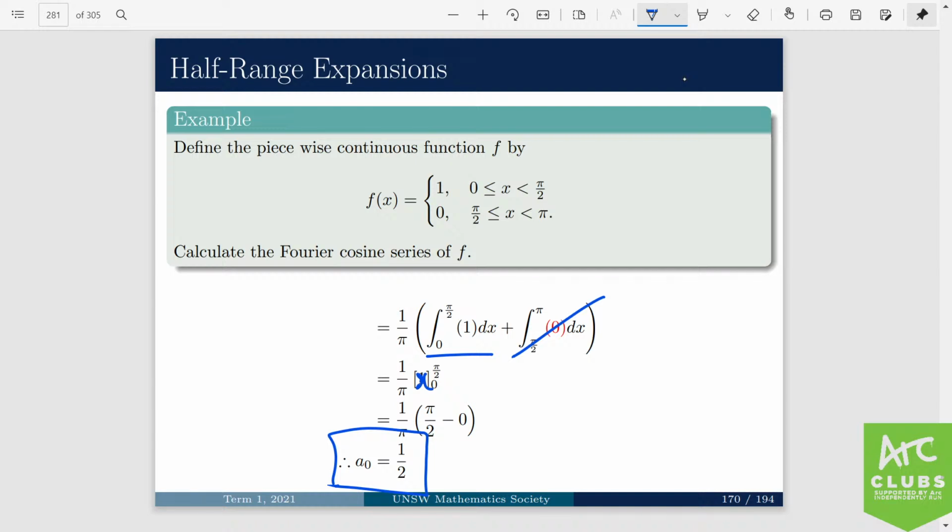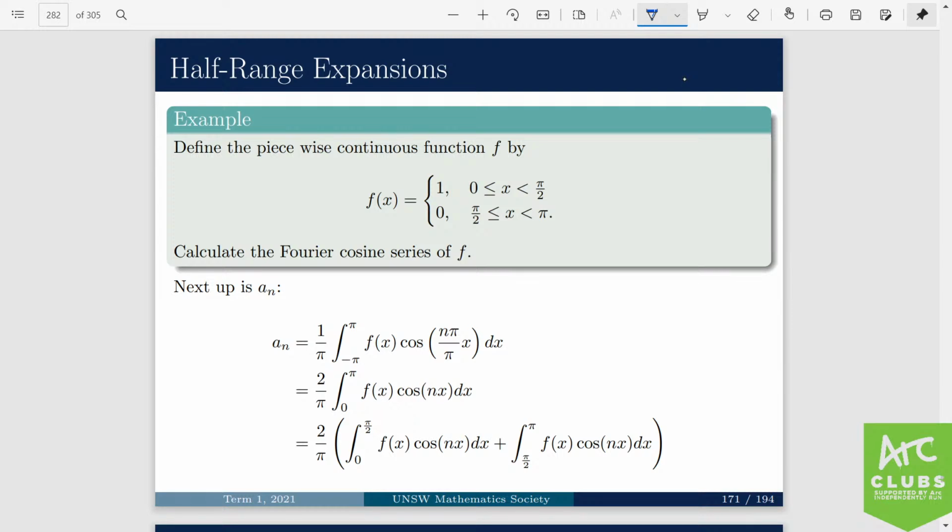Let me just run through that again, in case that was a bit confusing. We cancel this one out because that's 0. When we integrate this, it should be x because we've actually integrated it now. Then we substitute in, multiply by pi, and we get a half. Sorry about that. Moving forward, let's go for an now. It's going to be a very similar process, except the formula is different.